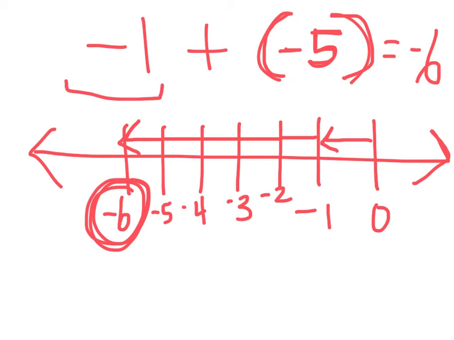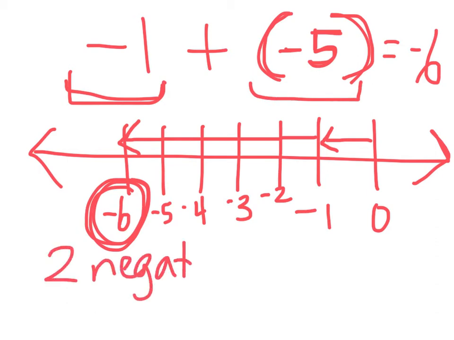So that example shows two negatives using a number line.